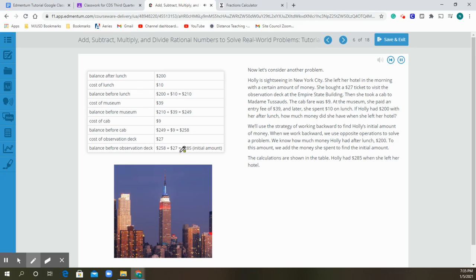We'll use the strategy of working backward to find Holly's initial amount of money. When we work backward, we use opposite operations to solve a problem. We know how much money Holly had after lunch, $200. To this amount, we add the money she spent to find the initial amount. The calculations are shown in the table. Holly had $285 when she left her hotel.